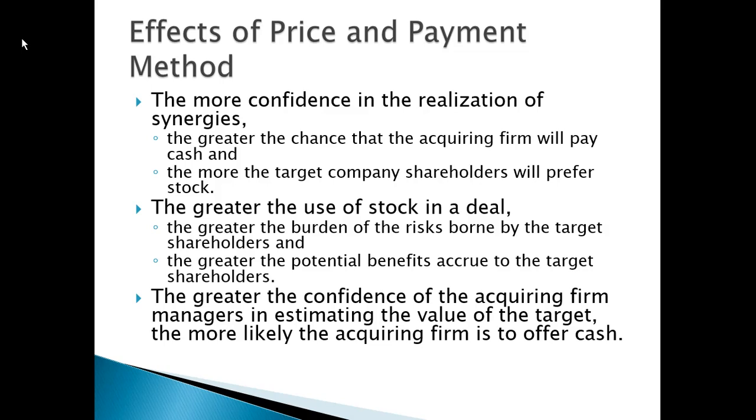The greater the confidence of the acquiring firm managers in estimating the value of the target, the more likely the acquiring firm is to offer cash. So if the acquiring firm has more confidence in realizing gains from this measure, it is more likely to pay in cash. And if they are more sure, or have more confidence in estimating the value of the target company, they're most likely going to pay the offer in cash.